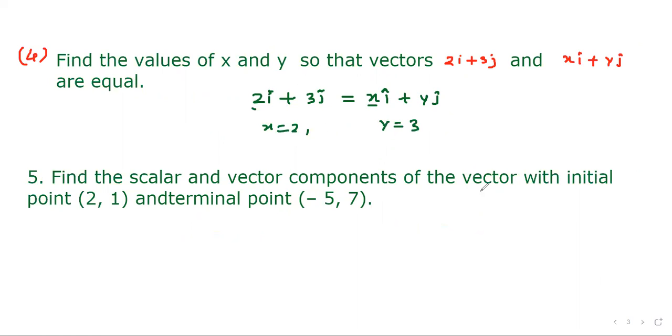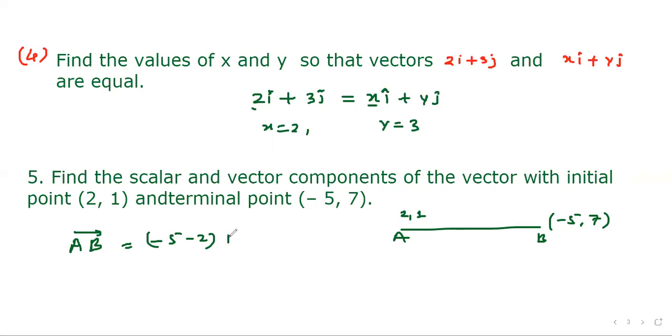Find the scalar and vector components of the vector with initial point 2, 1. So this is 2, 1. Suppose this point is A and this is B, which is minus 5, 7. So let's find out the vector. So vector AB. To write vector AB, we first write the coordinate of B, then that of A. So here minus 5 reduced by 2 times i cap, and then 7 minus 1 j cap. So it will be minus 7 i cap plus 6 j cap.